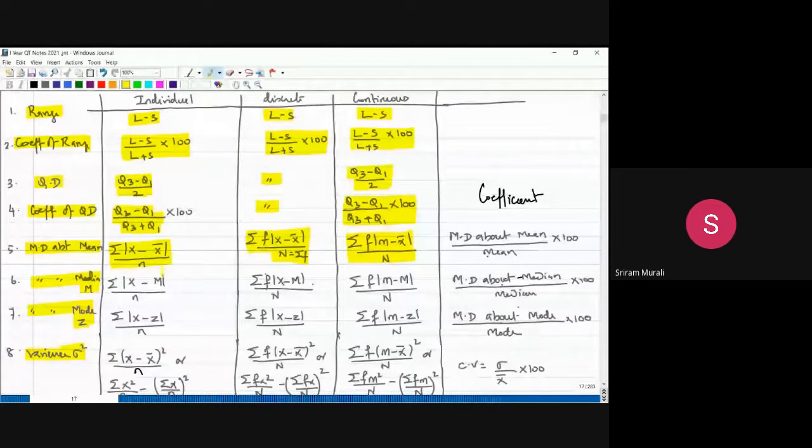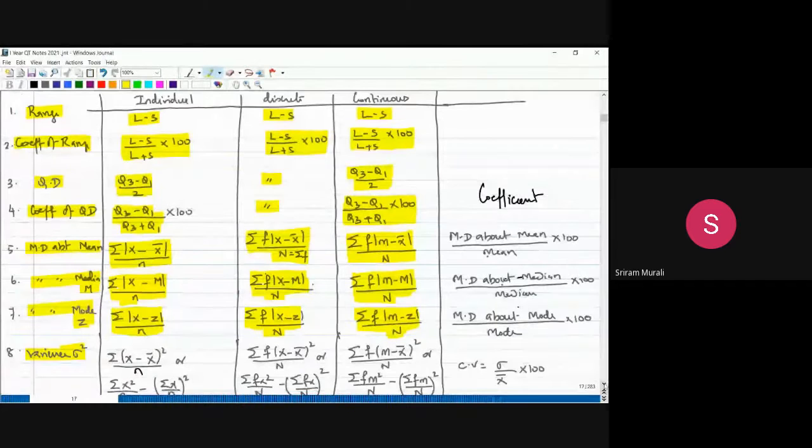Mean deviation about median means, take x bar; in the place of x bar, just replace m. That is the difference. So why did I give this in a table? Because it is easy to compare. Mean deviation about mode: in the place of x bar, replace by z.